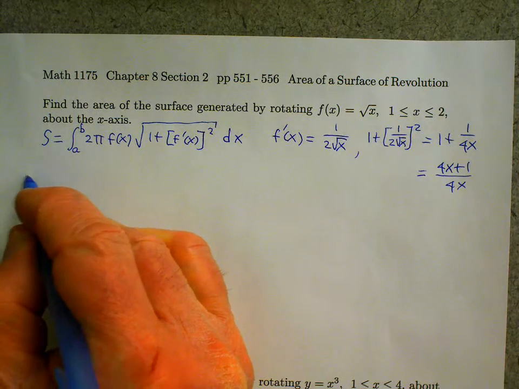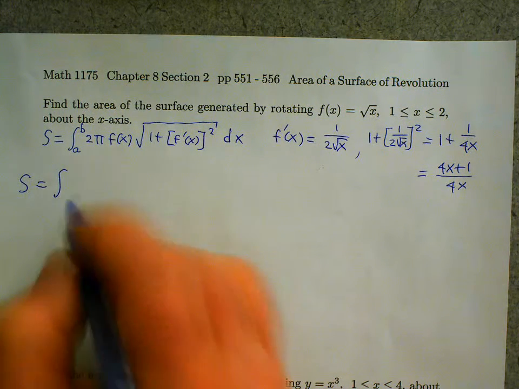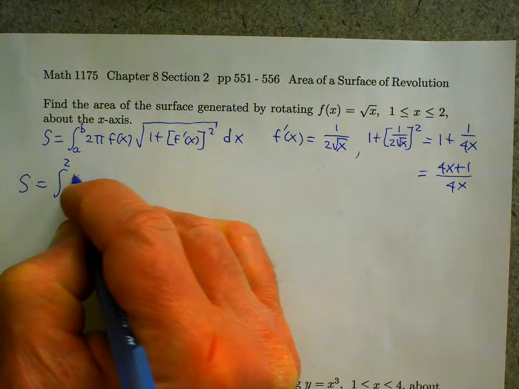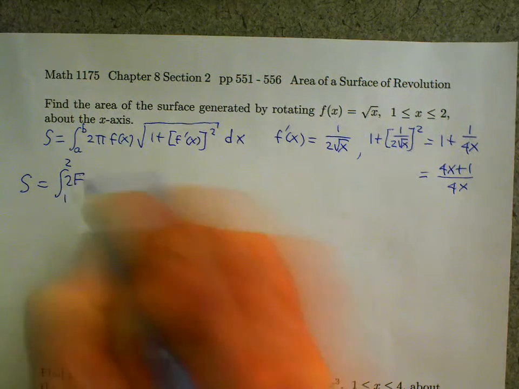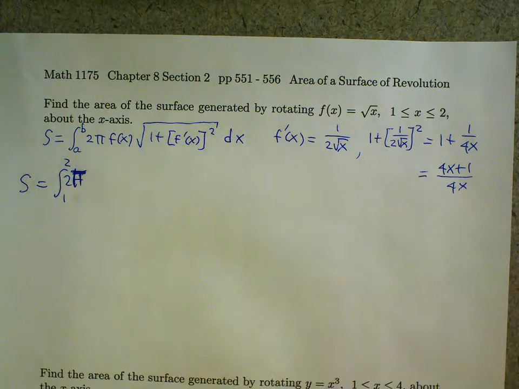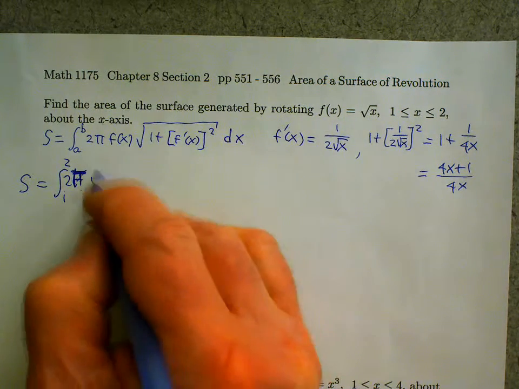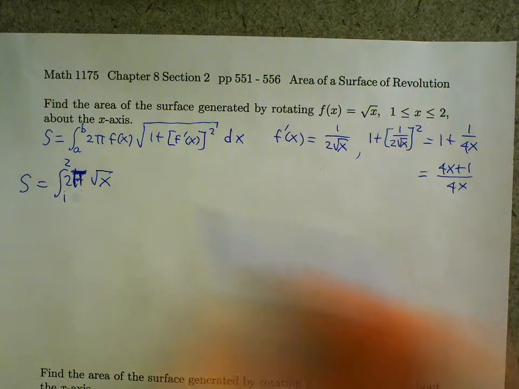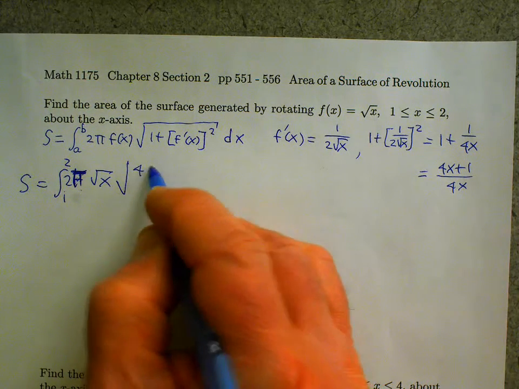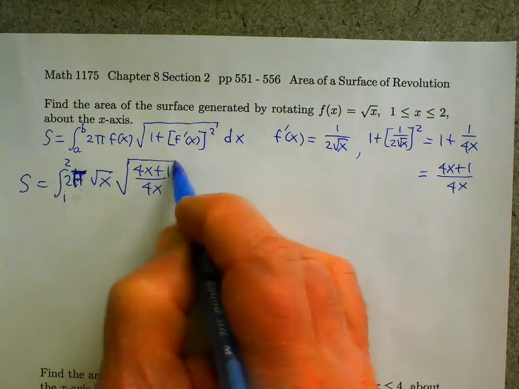Okay, so now we use the formula. Our integral will go from x equals 1 to 2. So 2 pi, and then f of x is the square root of x. And then inside the square root, we have 4x plus 1 over 4x dx.